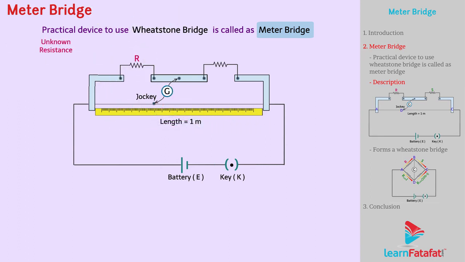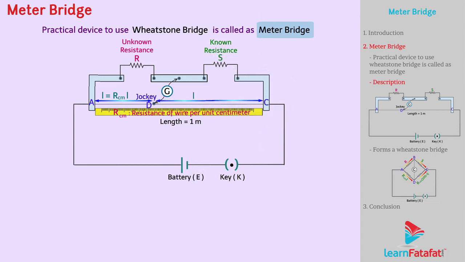Let R be an unknown resistance connected across one of the gaps and S be the known standard resistance connected across the other gap. The jockey is connected to some point D at distance L from point A. Let RCM be the resistance of the wire per unit centimeter. Therefore, the resistance of wire of length L is RCM into L. Similarly, the portion DC of the wire has resistance RCM into (100 minus L).